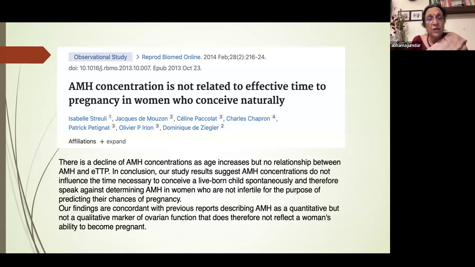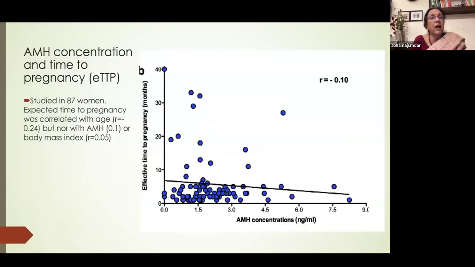Our findings are concordant with previous reports describing AMH as a quantitative but not qualitative marker of ovarian function, which means even with low AMH, the time to pregnancy could be 1 month, and even with normal AMH, it could be the same. And with high AMH, if the cycles are regular and she's ovulating, then it would be the same. So it is not a qualitative marker of ovarian function and does therefore not reflect a woman's ability to become pregnant.